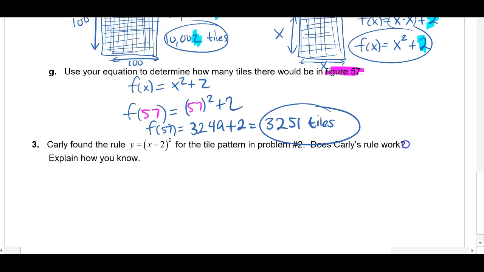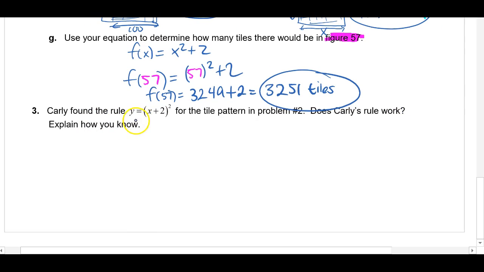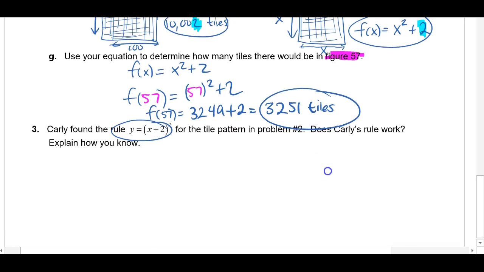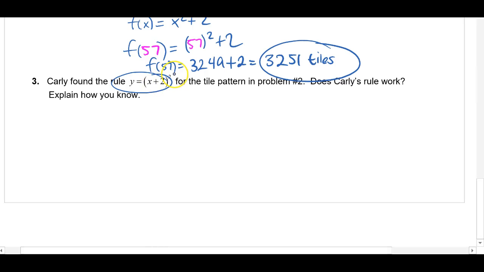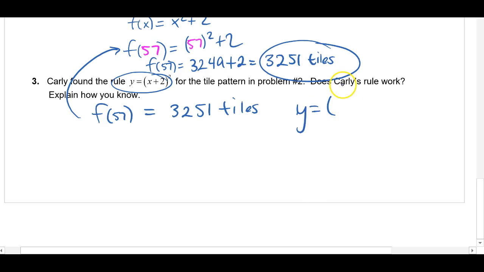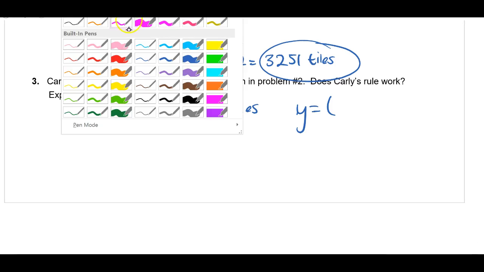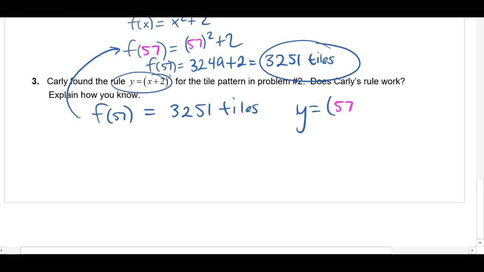Okay, so now let's look at this next one. So Carly found a rule for y equals x plus 2 for the tile pattern in problem number 2. Does her rule work? Okay, well, let's test it out. I know that when I plug in 57, like up here, that I'm going to get 3,251 tiles. So if Carly's rule works, that means when I plug in 57 for the x, that I should get the same number.